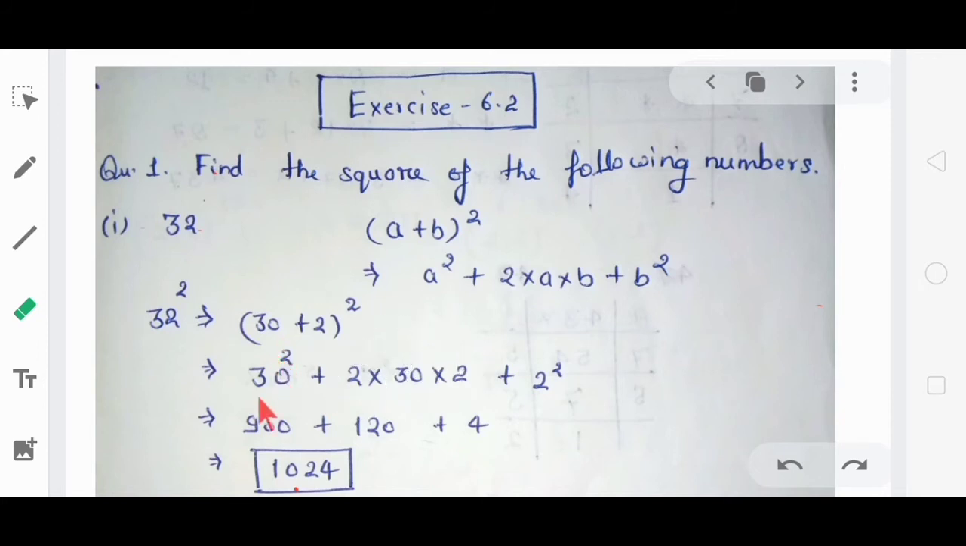Now you are going to get your answer. The square of 30 is 900, the square of 2 is 4, and the multiplication of 2, 30 and 2 becomes 120. Now add all this, you will get 1024, and this is the square of 32.